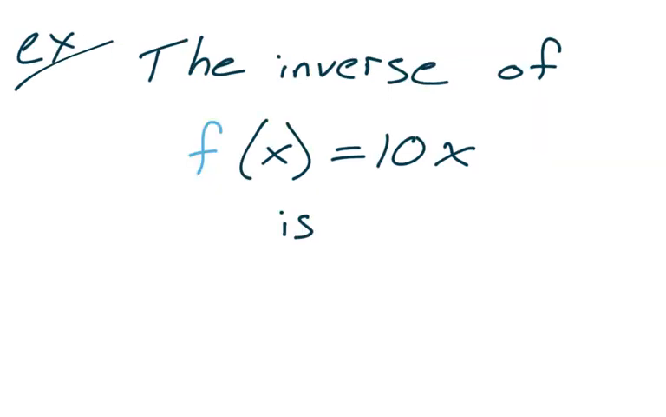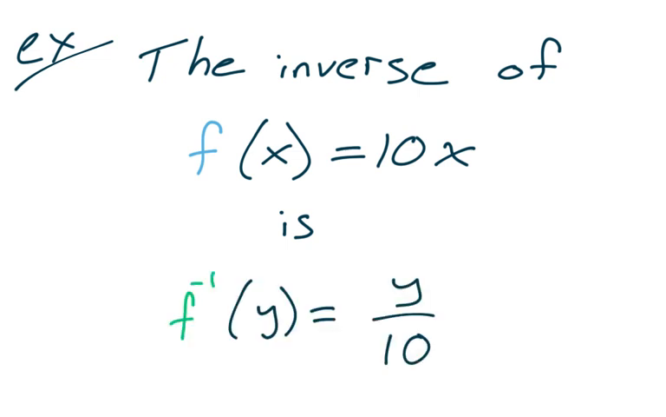Okay, let's do another example. Let's find the inverse of the function f of x equals 10x. So what's the opposite of multiplying by 10? Dividing by 10. So the inverse of multiplying by 10 is dividing by 10.